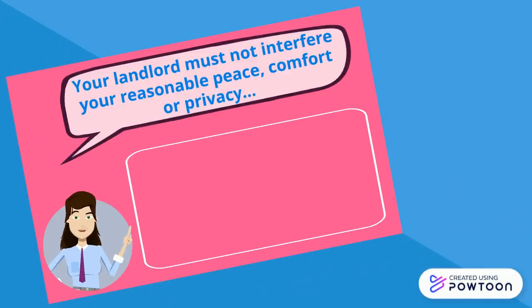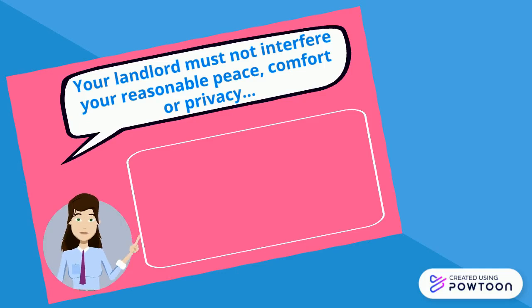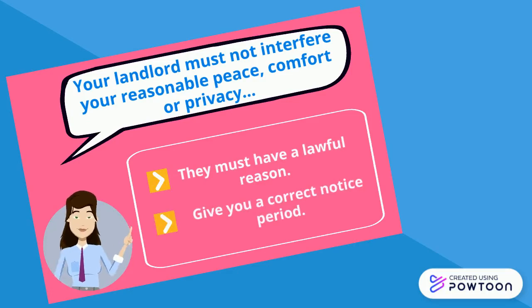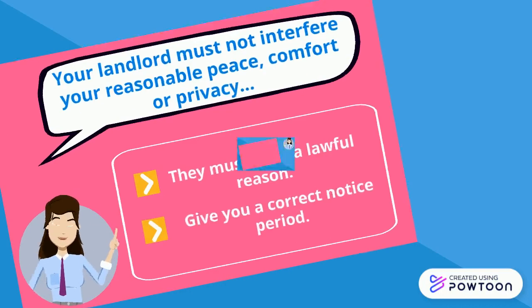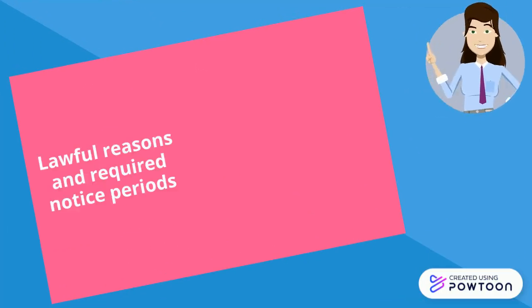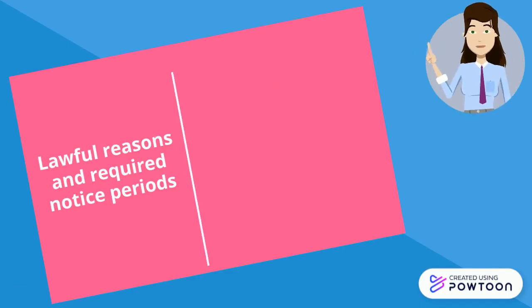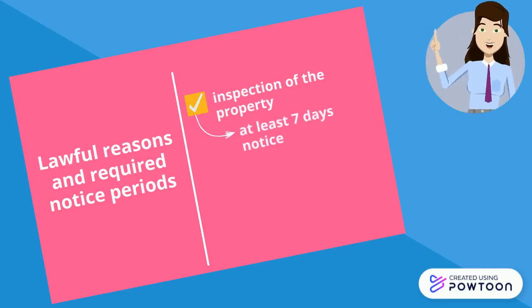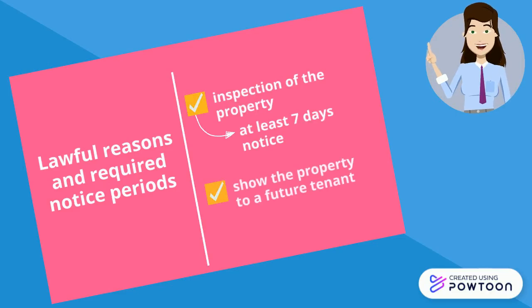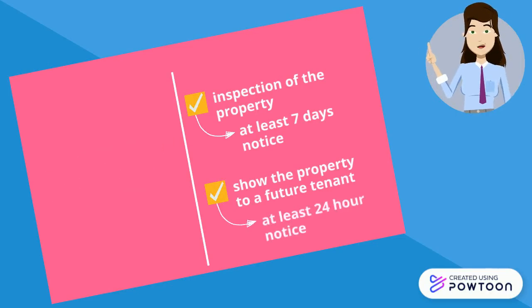During your tenancy, the property manager or landlord must not interfere with your reasonable peace, comfort, or privacy while you are living in the property. If they want to enter your property, they must have a lawful reason and give you a correct notice period. The law has set out the reasons they can enter the property and the required notice period. For example, for the inspection of the property, the property manager or landlord needs to give you at least 7-day notice. To show the property to a future tenant, they must give you at least 24-hour notice.